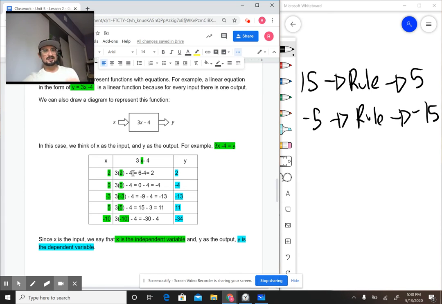Now, the x is called the independent variable. The independent variable is what you can choose and what you can put in. Y is called the dependent variable because you cannot choose what comes out. The equation decides what comes out after you put in the input. So that's how we see it in that way. Okay. So let me give you some examples of how to do this.